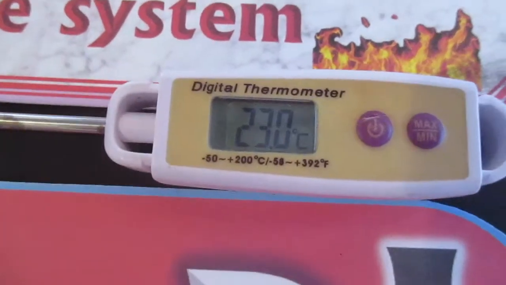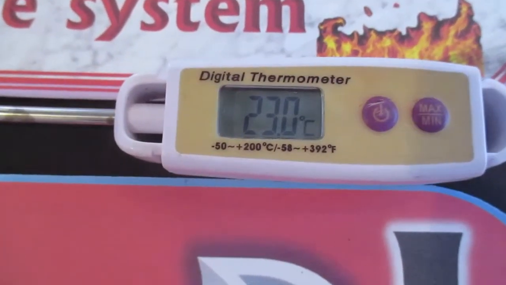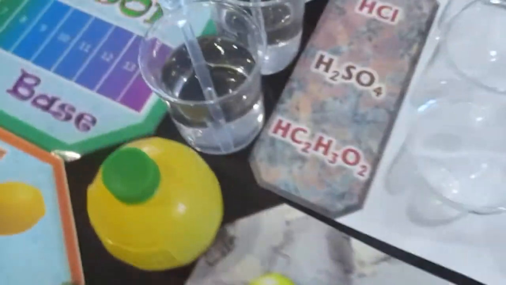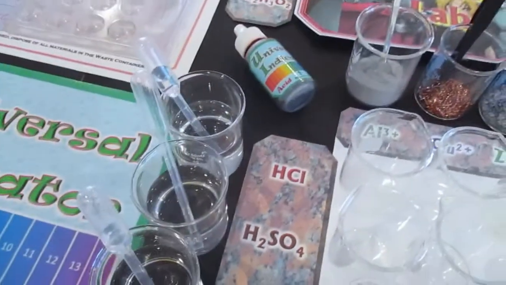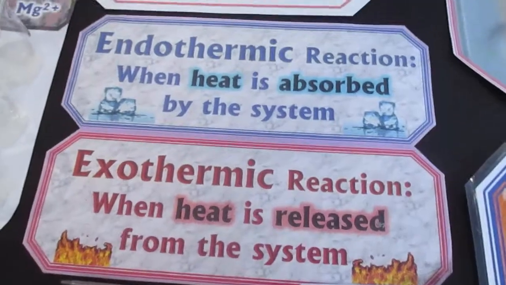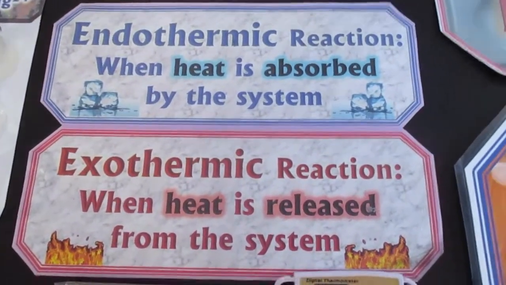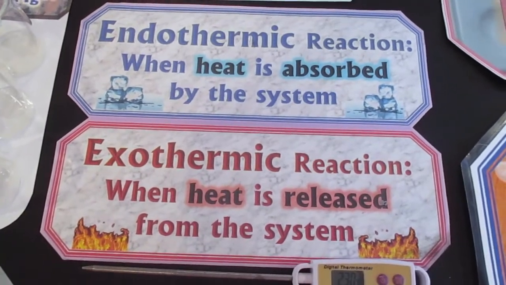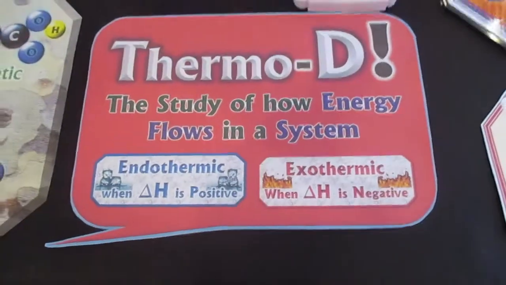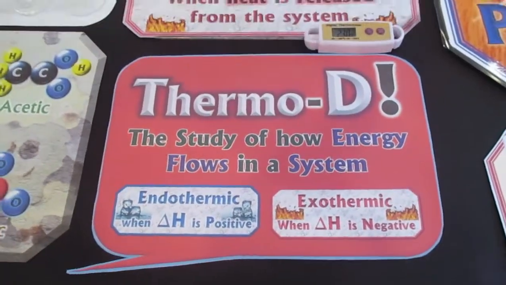Right now, it's 23.0 degrees Celsius. That's probably the temperature of all of these that have just been sitting here for a while. So if the temperature goes down, it's endothermic. If it goes up, it's exothermic. That is a very simplistic version of thermodynamics, but it will suffice for this lab.